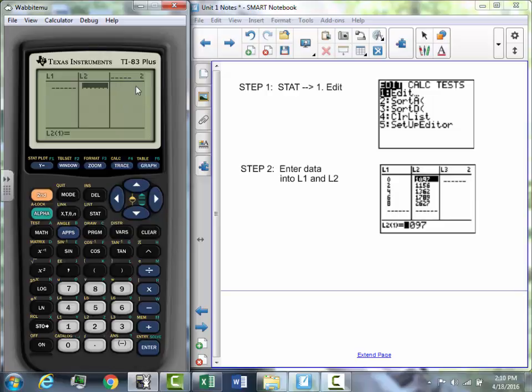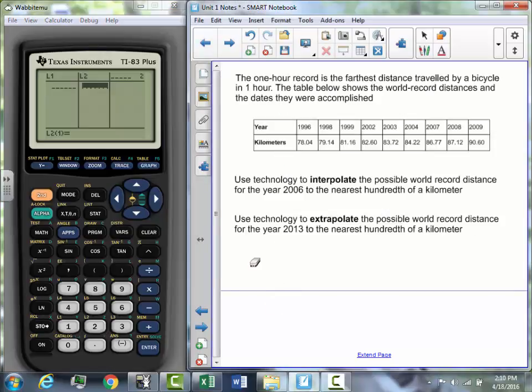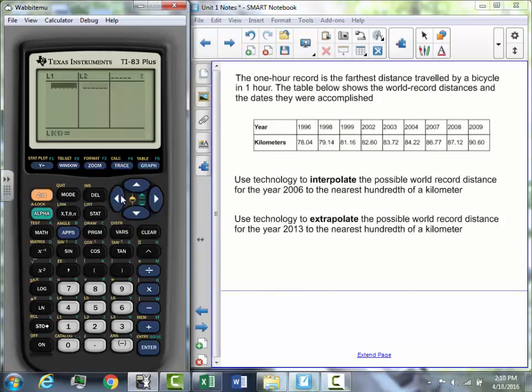Okay. The next thing you want to do is start typing in your data in each column. Essentially the first column is like your x value, and your second column is like your y values. So I need to go back to the previous equation right here, and I need to start typing in, say, 1996, 1998, 1999. Does that make sense what I'm going to do? So type in all of the years.